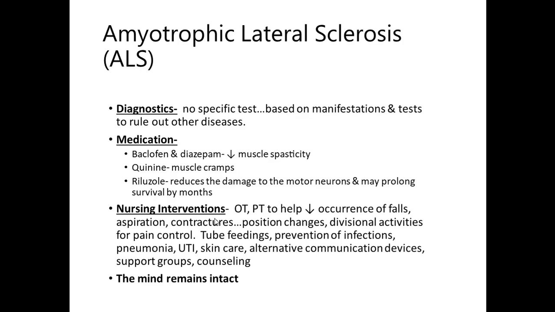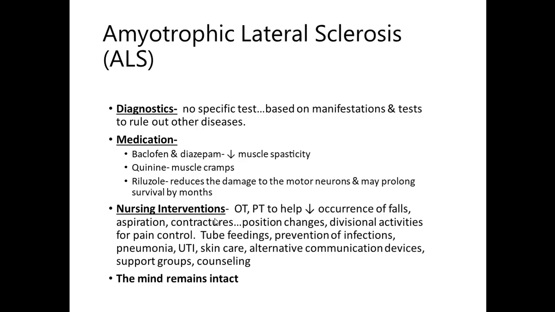Diagnostics: there's really no specific test, just diagnosis based on signs and symptoms and tests that ruled out other diseases. Medications that we're going to see with ALS: baclofen and diazepam, which decrease muscle spasticity. Quinine to help with the muscle cramps, and Riluzole might help prolong life a little bit longer.